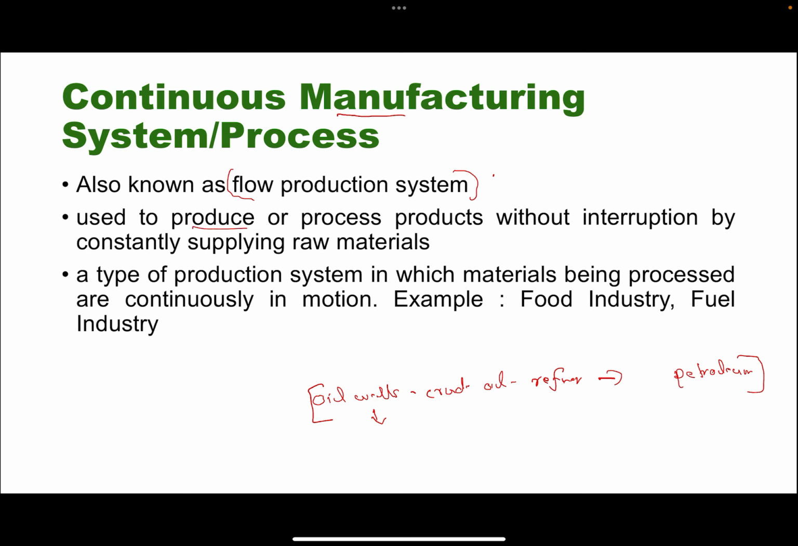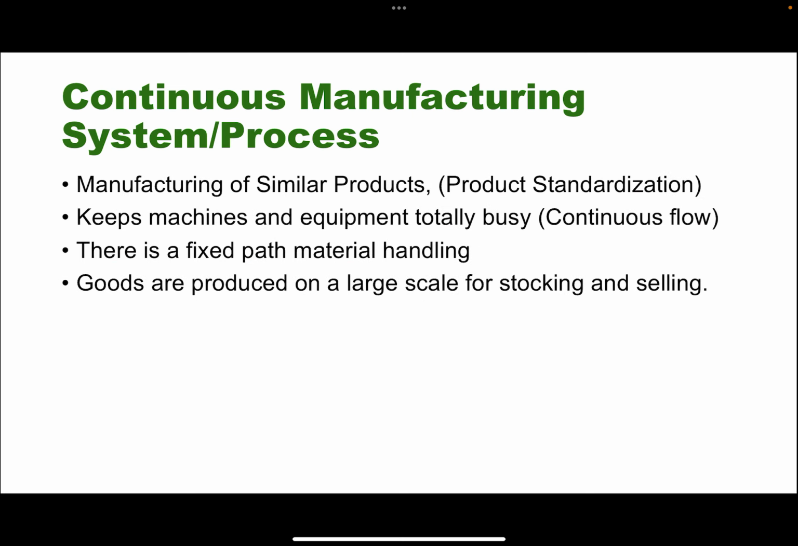It is used to produce or process products without interruption by constantly supplying raw material. It is a type of production in which materials being processed are continuously in motion. Examples are the food industry and the fuel industry. In the food industry also, similarly, you are manufacturing continuously. That is an example of a continuous manufacturing system.